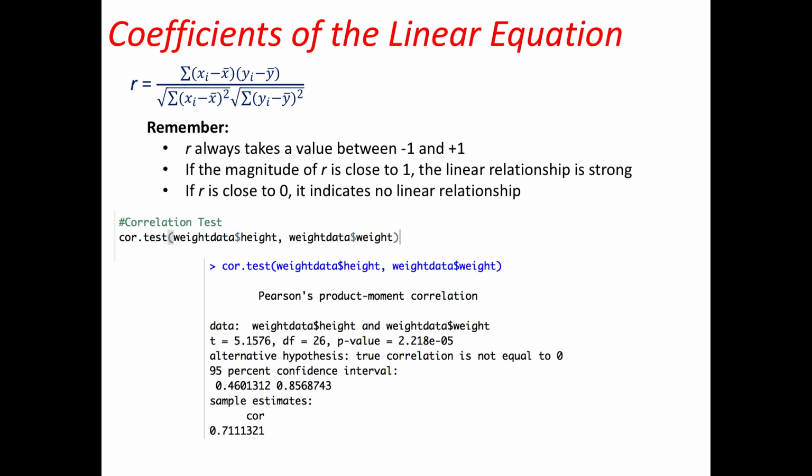This is very low. The 95% confidence interval is also calculated and is defined here by this model as between 0.46 and 0.85. This indicates a significant result and a fairly strong relationship between height and weight, as the correlation r equals 0.711, which is close to 1.